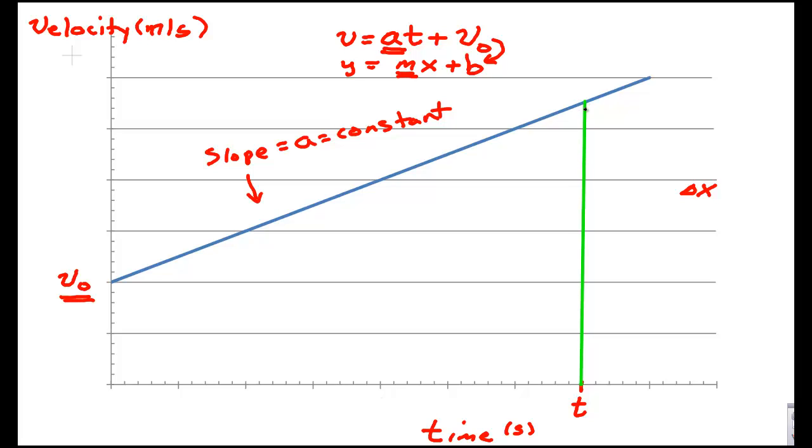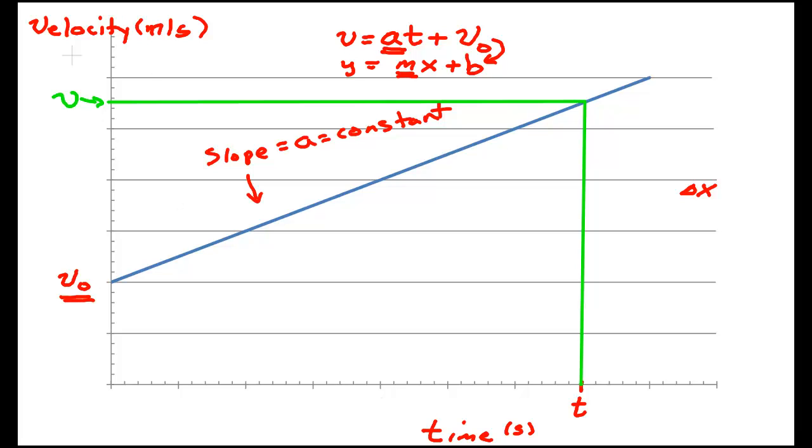And it hits right there. And at that time, if you were to drag right across, then what you would have would be the final velocity v. So that would be its velocity at time t. This was its velocity initially.